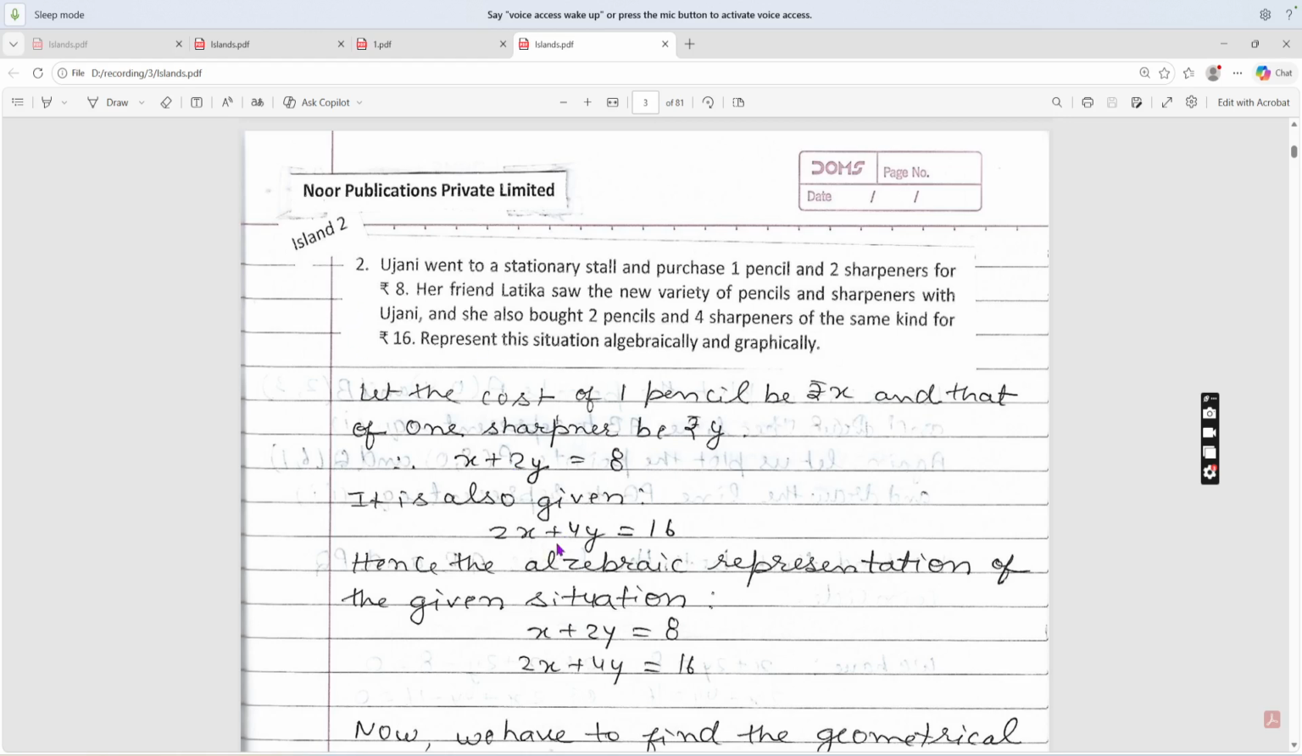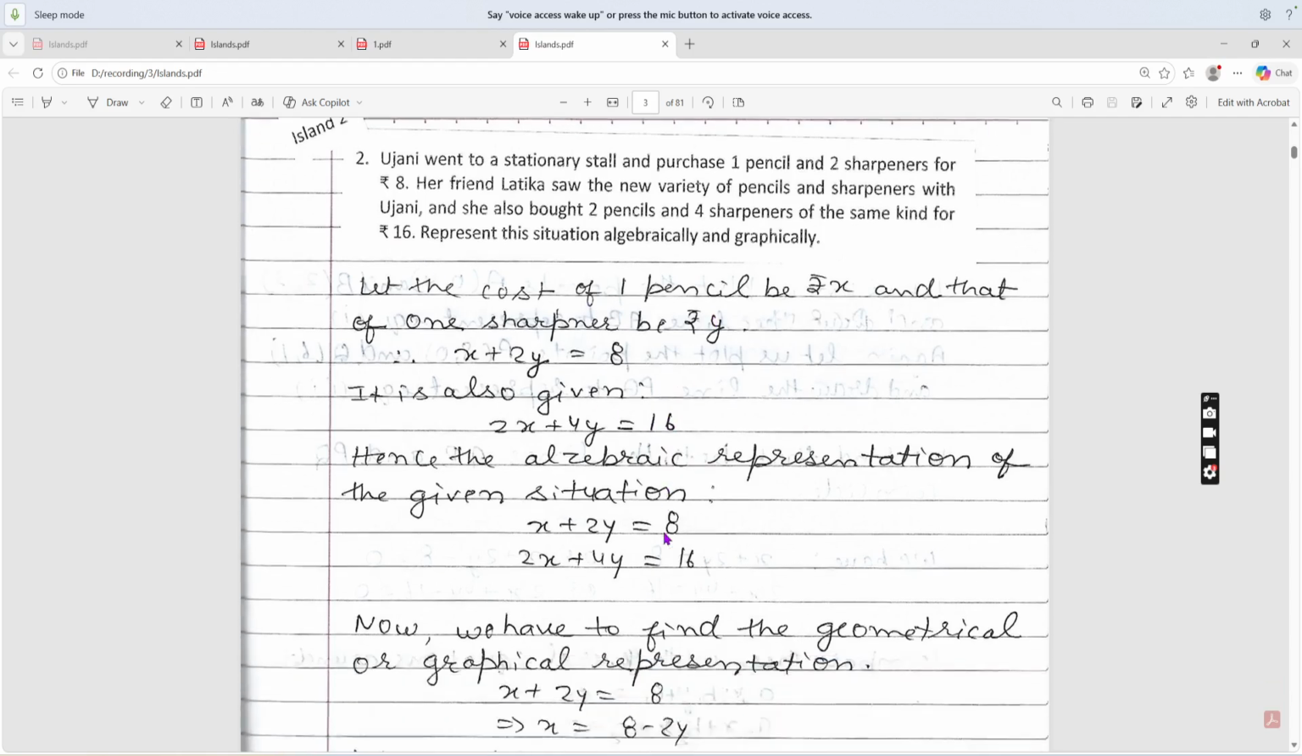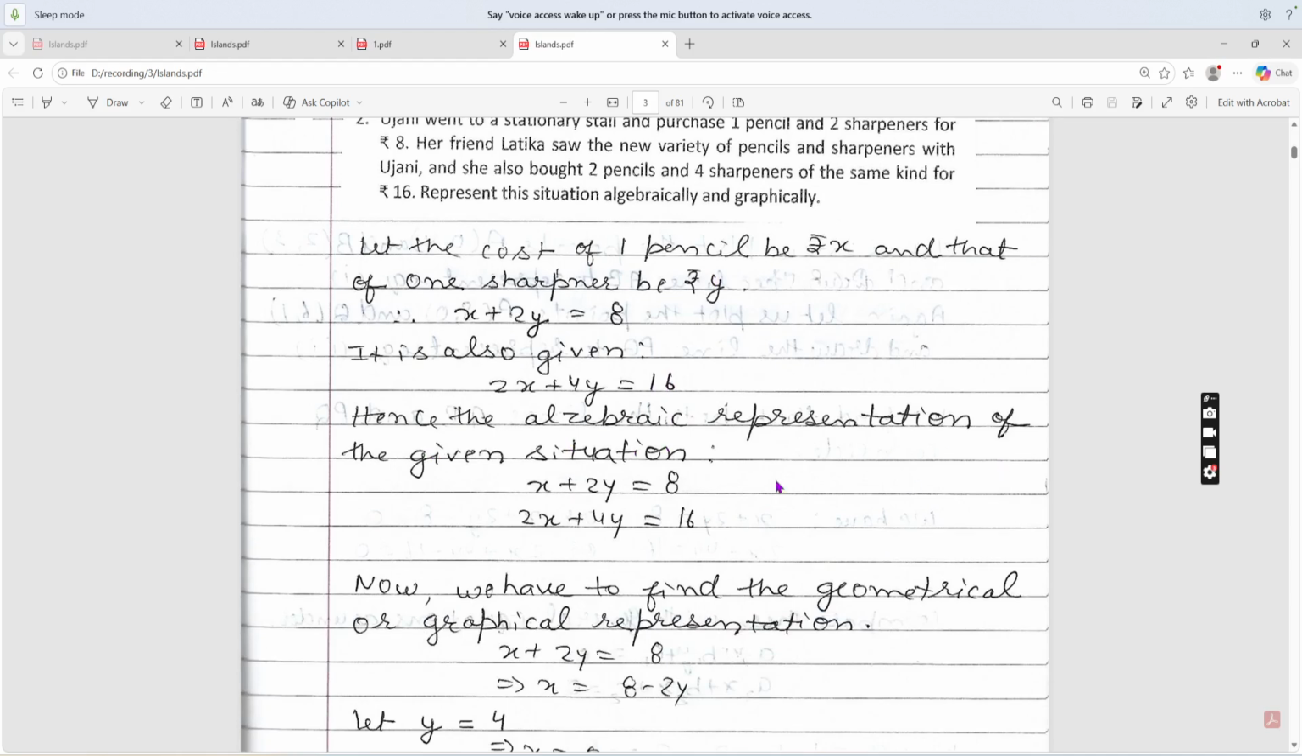It is also given that 2x plus 4y is equal to 16. It is a linear equation which is representing the case of purchasing by Latika. As Latika bought two pencils, 2 into x, plus 4 sharpeners, 4 into y, is equal to the total money she paid, that is ₹16. Hence, the algebraical representation of the given situation would be x plus 2y is equal to 8, 2x plus 4y is equal to 16.